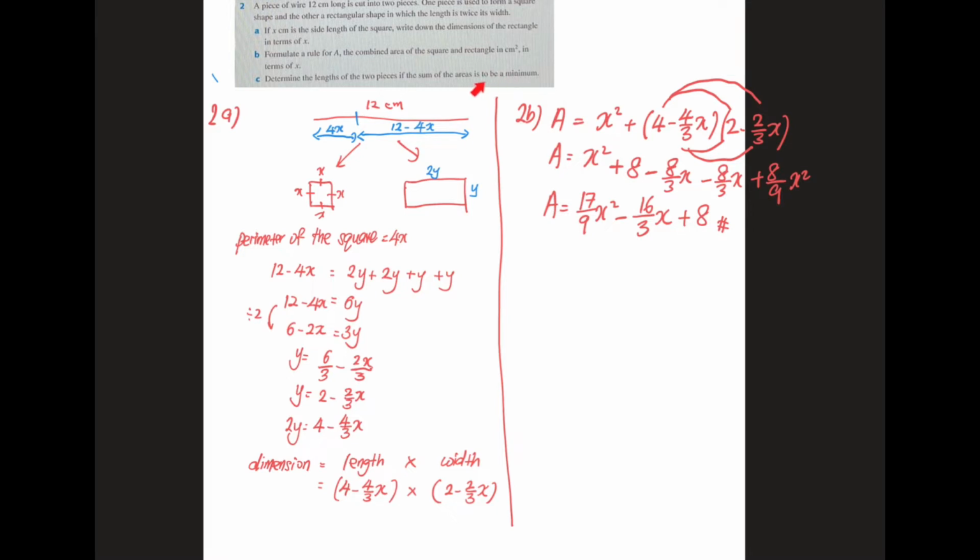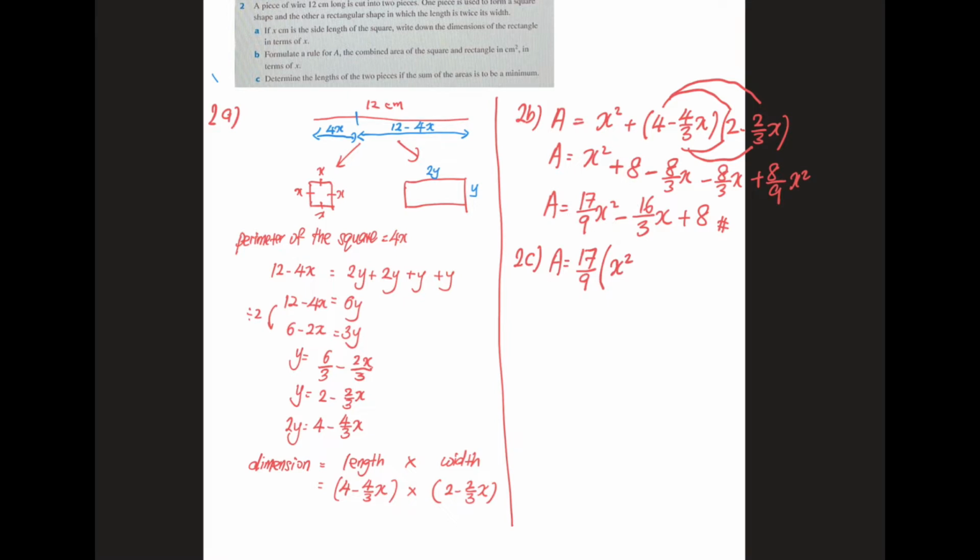Okay, so the area is a minimum. So we have a quadratic here. To find the minimum, we need to do completing the square. So to do completing the square, we have to make sure the coefficient, or the number in front of x squared, is factorized out. Okay, so I need to factorize 17 over 9.